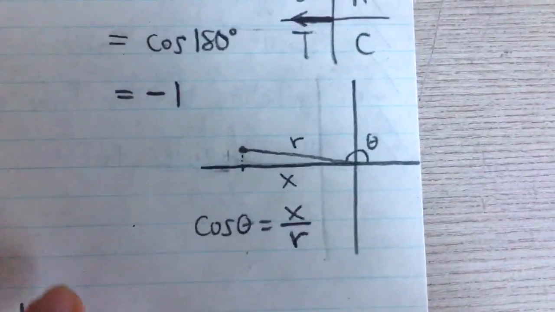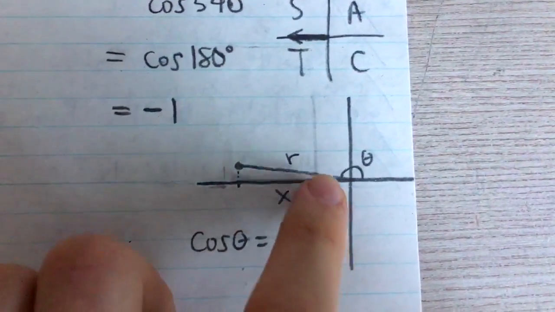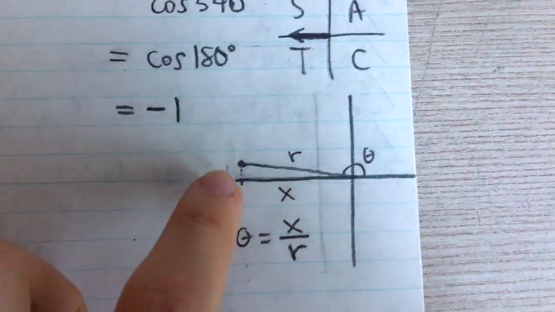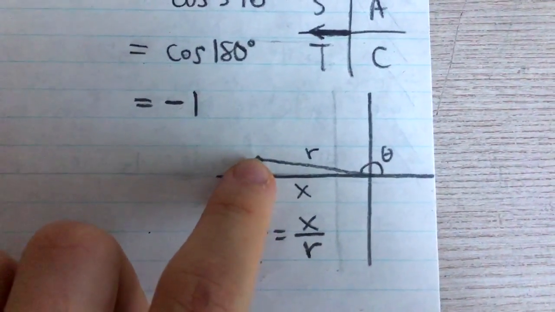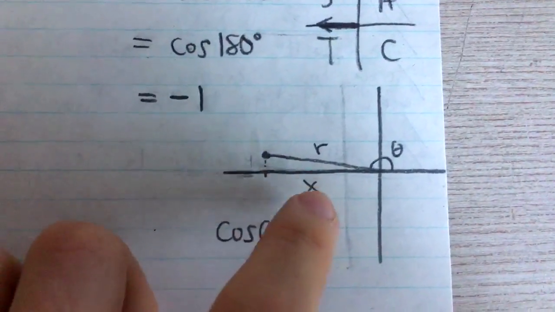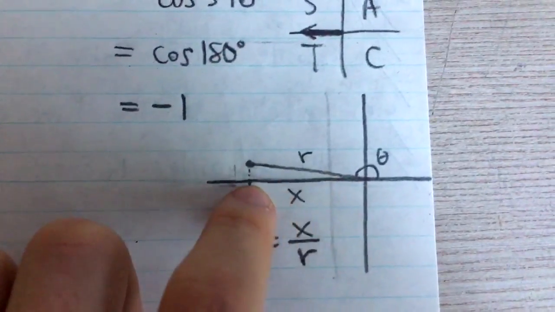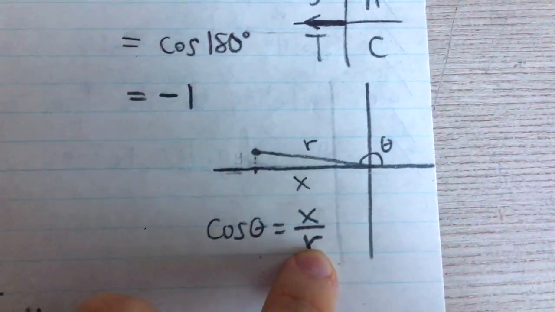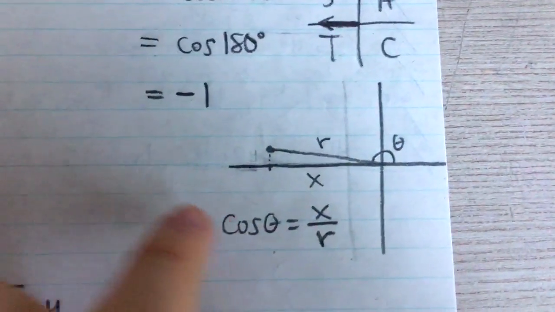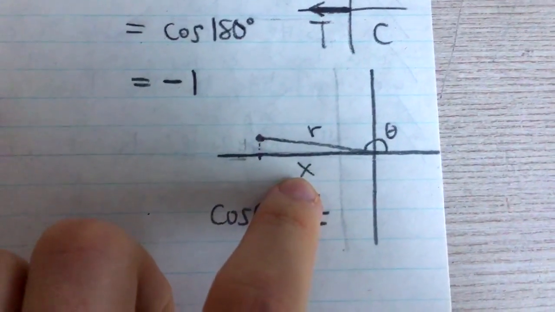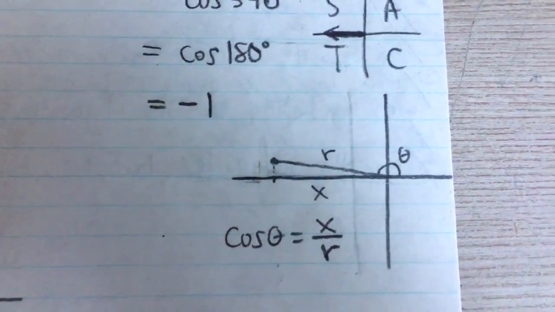Well, why is that? If you think about it, cosine is x over r. So here's our angle. It's close to 180, not quite, but close. As this angle gets to the negative x-axis, x and r are going to be basically the same. They're going to overlap, so this is going to be 1, except it's not going to be positive 1, because this is on the negative x-axis, so x is negative. And that's why cosine of 180 degrees will be negative 1.